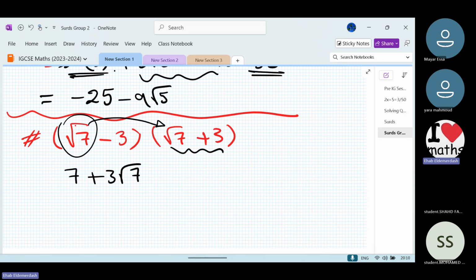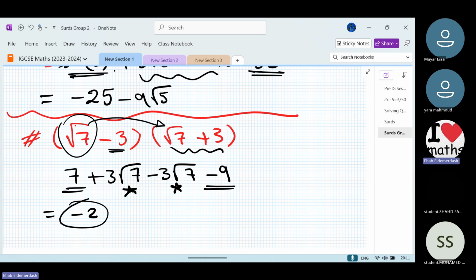Okay, what else? What's after that? Negative 3 into the bracket. So it's minus 3 root 7 minus 9. How to find out the answer? 7 minus 9 will give me minus 2. What about positive 3 root 7 with negative 3 root 7? They are equal, but they are opposite sign. So what will happen? They will cancel each other. So this will be the final answer.